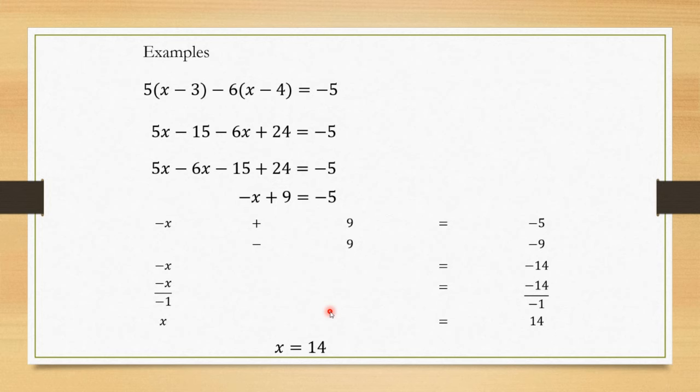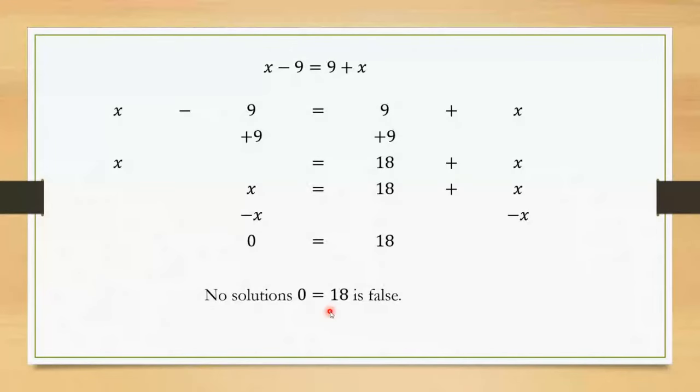Here's another one. This one's a little bit different, right? We have x minus 9 is 9 plus x. What I did here, although it's probably more work than necessary, is add 9 to both sides. We get x equals 18 plus x. Now, what do I do next? Well, you can probably see that you can subtract x from either side, and you get 0 is 18.